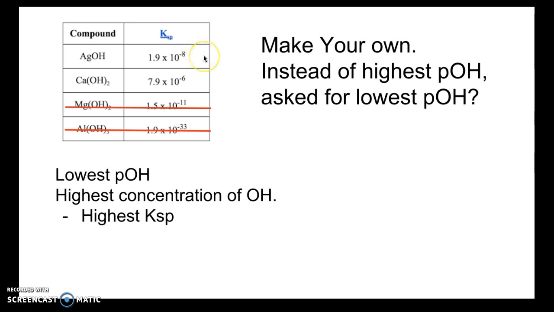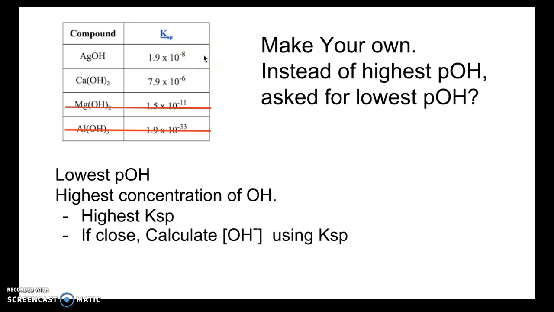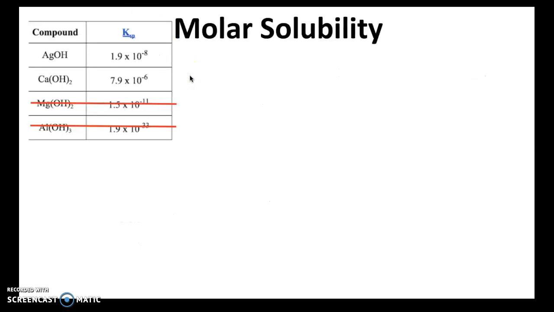And since these top two are a couple of magnitudes away, I'll just test it to be sure. They're not that close, but they're close enough for me to want to show you that you can test to be sure. So how do we test it? We're going to see which one of these has the highest OH concentration. Is it the silver or the calcium hydroxide? And for that, we're going to use molar solubility.